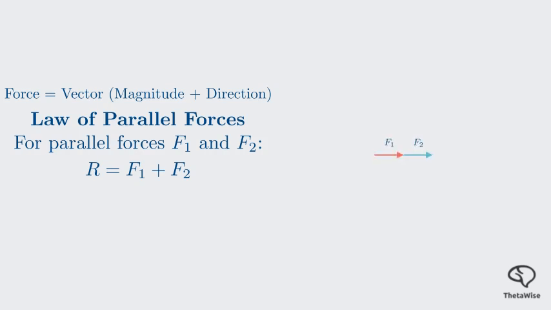Visually, it looks like this. If two forces, F1 and F2, are acting in the same direction, their resultant is a single larger force R, and its magnitude is just the sum of the magnitudes of the two forces. This law is very intuitive for forces acting along the same line or in parallel directions. It's simply saying that their effects add up.